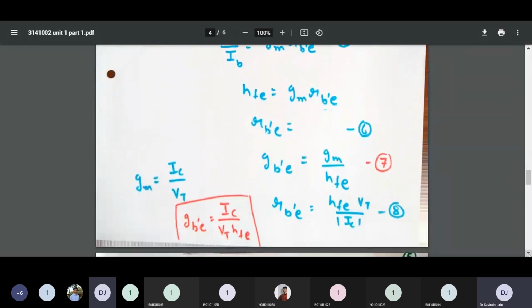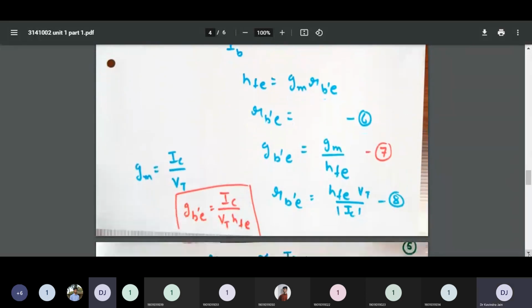And from this HFE, we tried to calculate RB'E. RB'E is nothing but HFE divided by GM. What is GM? GM we have already calculated. Now comes the new thing, that is the reverse of RB'E. So the reverse of RB'E becomes GB'E. Similarly, on the other hand side, equation number 6 would be reversed. Hence it becomes GM upon HFE.